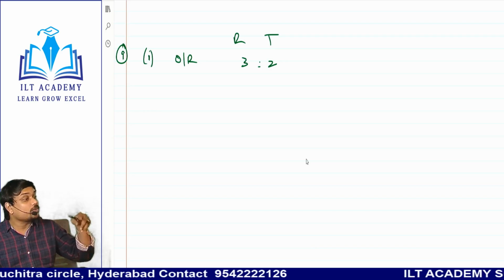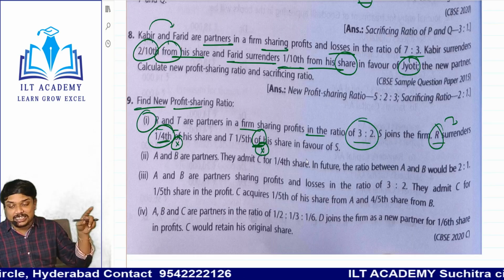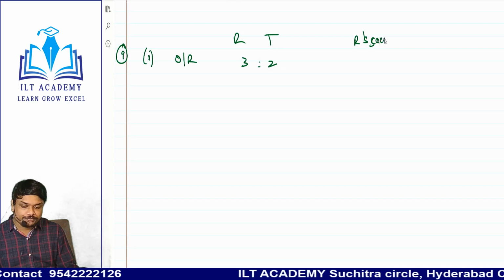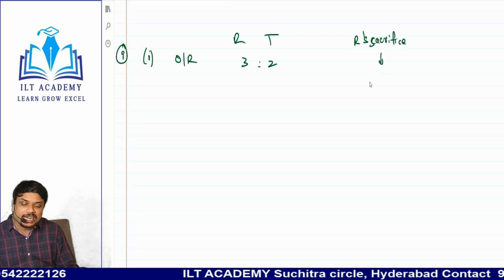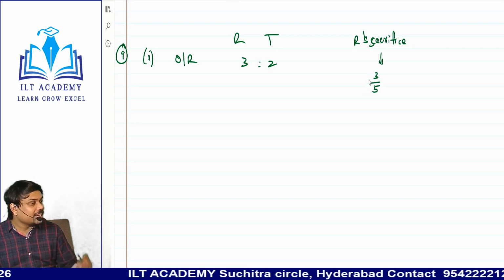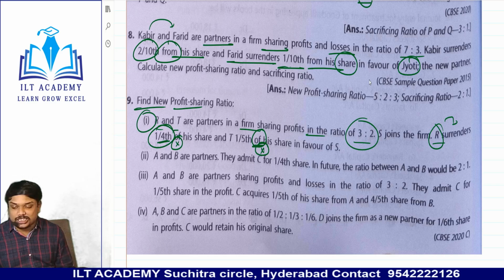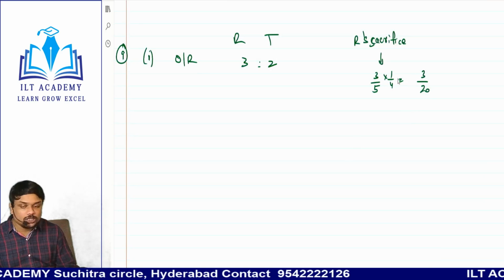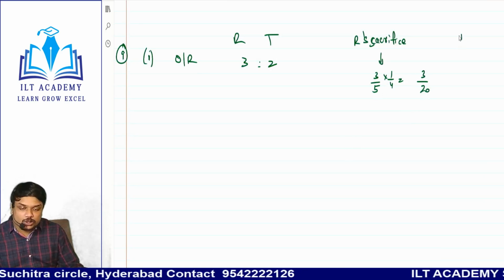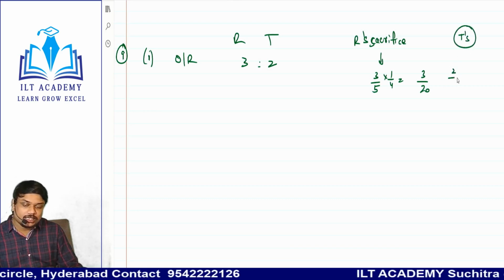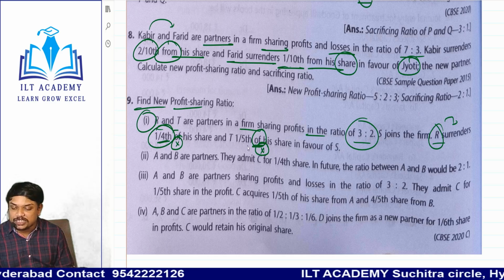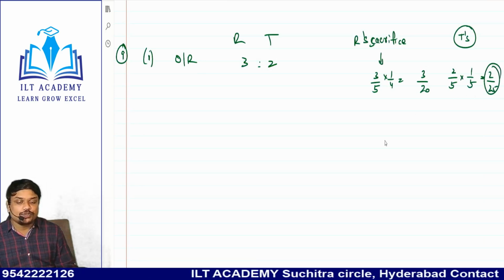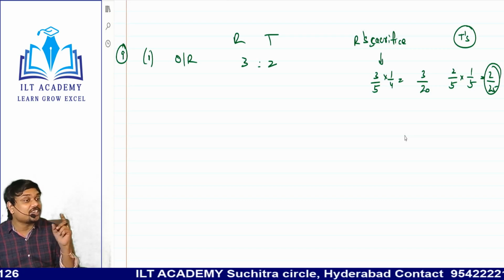R surrenders 1/4 of his share and T surrenders 1/5 of his share. So R's sacrificing part क्या है देखेंगे. R कितना sacrifice करा, R के पास पहले कितना था 3/5 and of बोले तो क्या करना, multiplication. How much did he sacrifice? So 3/20. Any doubts? 3 into 1 is 3, 5 into 4 is 20. So same way T का sacrifice देखेंगे, कितना है 2/5 and that fellow sacrificed how much? So ये हो जाता 2/25. So we are able to calculate how much is the sacrificing part.